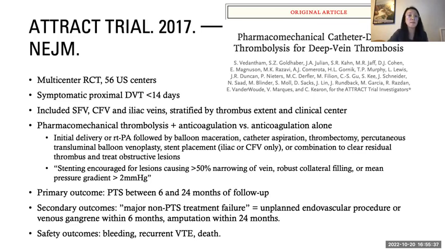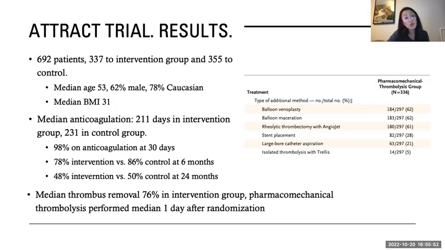Secondary outcomes were major non-PTS treatment failure, defined as unplanned endovascular procedure, venous gangrene within 6 months, amputation within 24 months, and the safety outcomes were bleeding, recurrent VTE, and death. So this was a bigger trial. It was able to get 692 patients. So this is about 3.5 times the size of the other trials that we looked at.